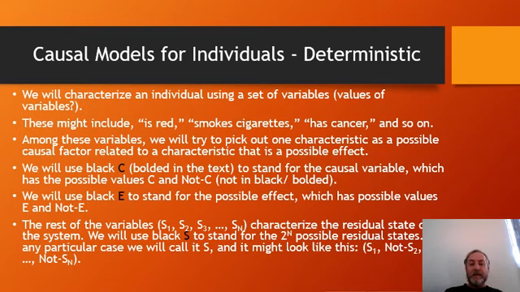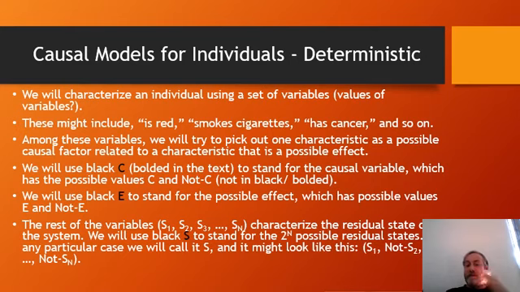Okay, so the rest of the variables, certainly I've got more than two variables. The values of all the rest of those variables characterize the residual state. The black S stands for all the possible residual states. Remember, each one I could have or not have, so it's going to be 2 to the n, where n is the list of all the variables besides the causal and the effect variable.